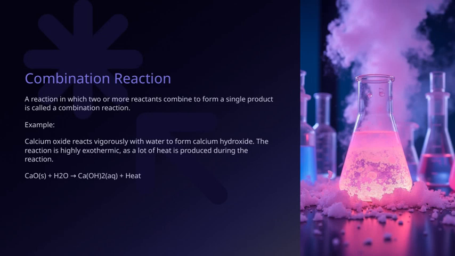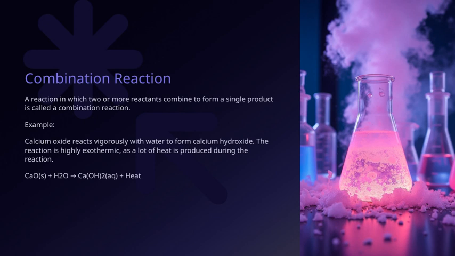Let's take a closer look at this reaction. CaO(s) plus H2O, which produces Ca(OH)2(aq) and releases heat. Calcium oxide or quicklime reacts very vigorously with water. This reaction forms calcium hydroxide, also known as slaked lime, and it's important to note that it's highly exothermic. That means a lot of heat is generated during the process, so it can get quite hot quickly.